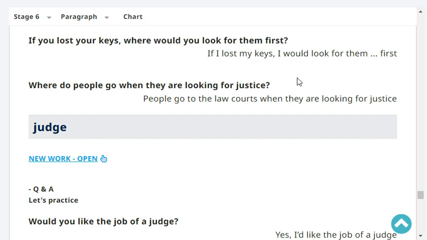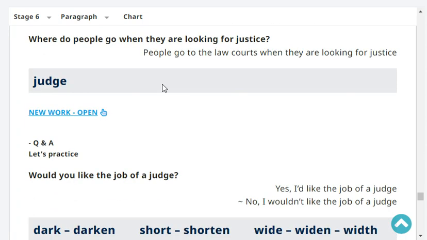Where do people go when they are looking for justice? People go to the law courts when they are looking for justice.